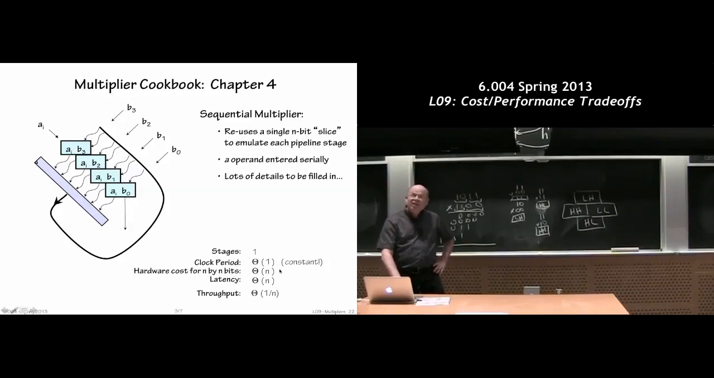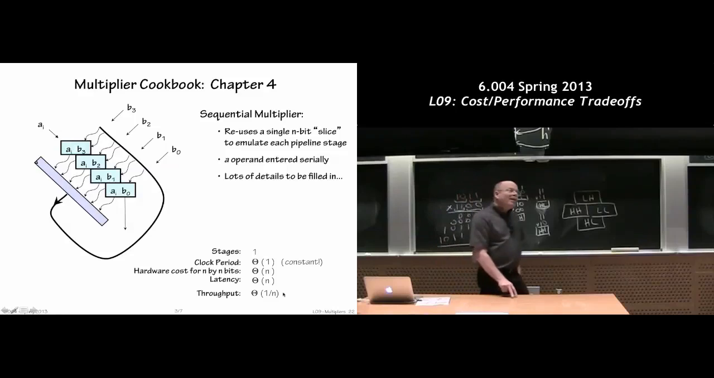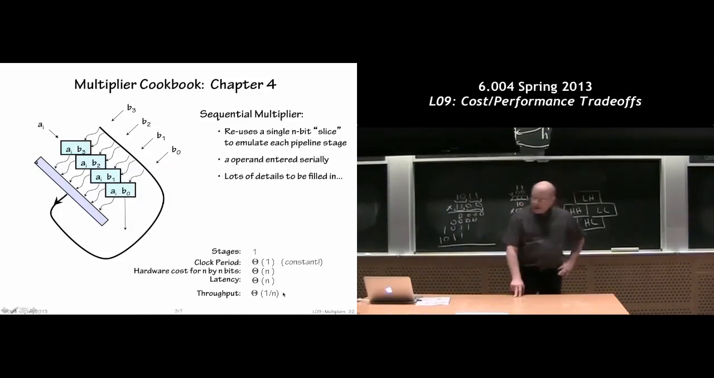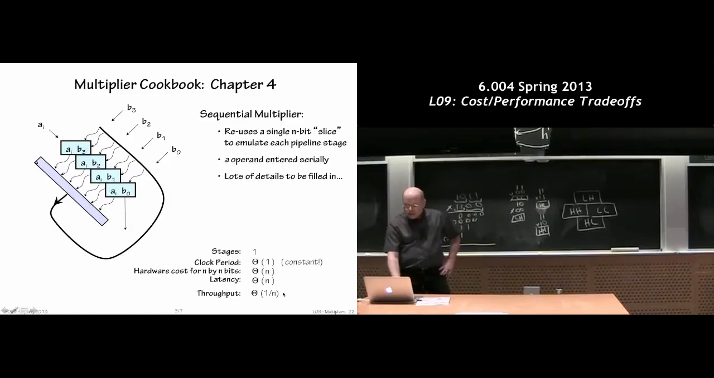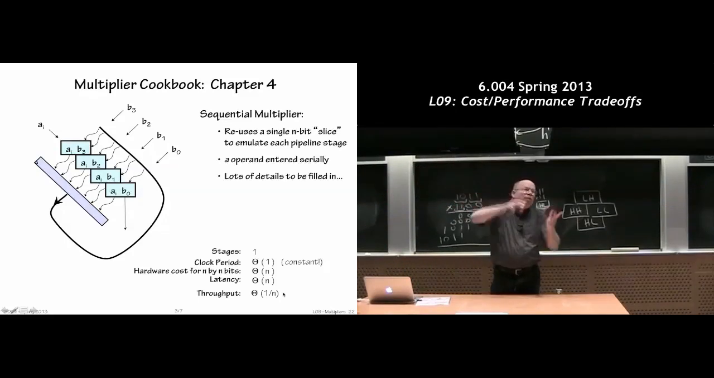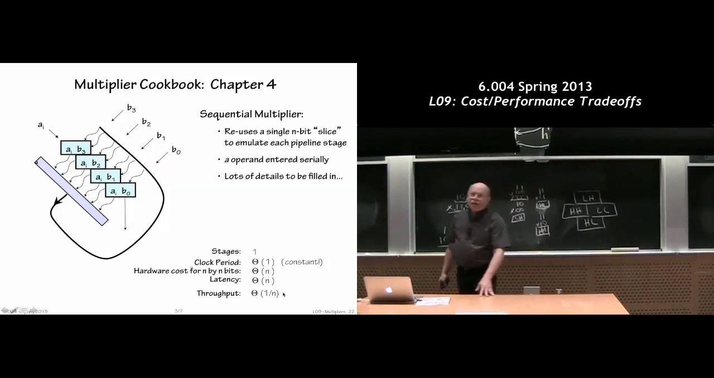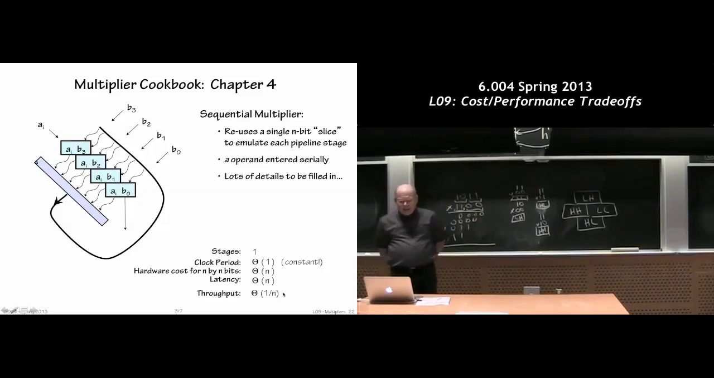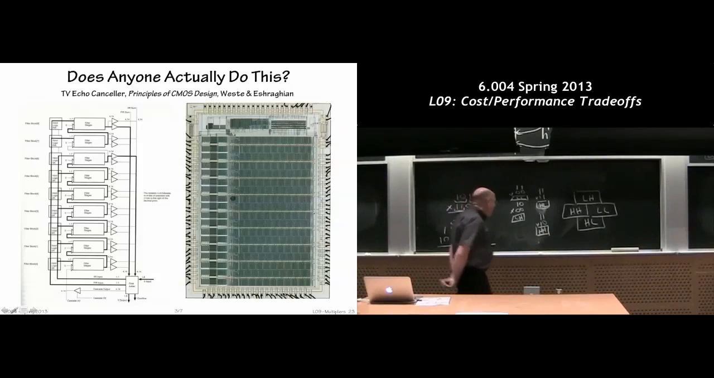What I've done is allow myself to reuse my stripe in a way that gets me the same answer. I'm going to take longer to do it. In other words, the throughput now is back to 1 over n, which was the throughput of our combinational circuit. But the hardware cost is now dramatically lower. Sort of neat, right? We've been able to trade off. We took the fancy pipeline multiplier, which had tremendous throughput, and said, I'm going to trade off some of the throughput for lower hardware cost. So depending on what you want to do. And you say, well, does anybody really do this? And the answer is yes.